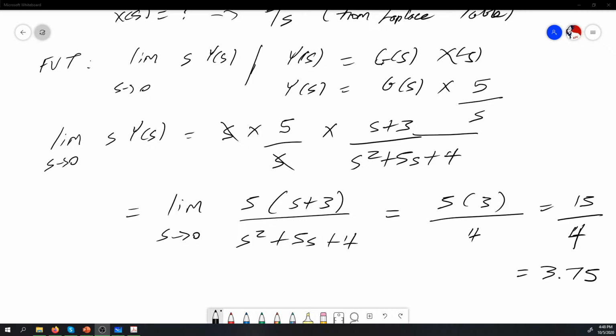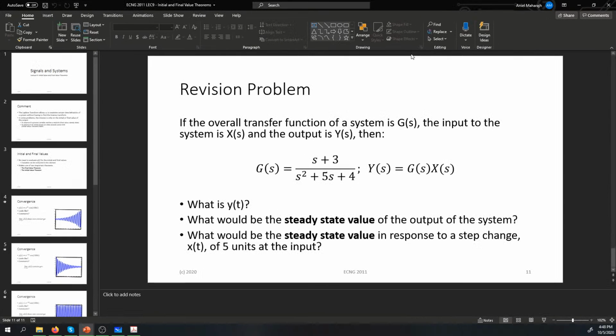Alright, so the next question here was basically for us to obtain the y of t signal and then the steady state value of the output of the system in response to a step change x of t of 5 units at the input. So I'll explain why we got X(s) equal to 1 here for the second question in particular, and why we also put this here in respect to the y of t signal.